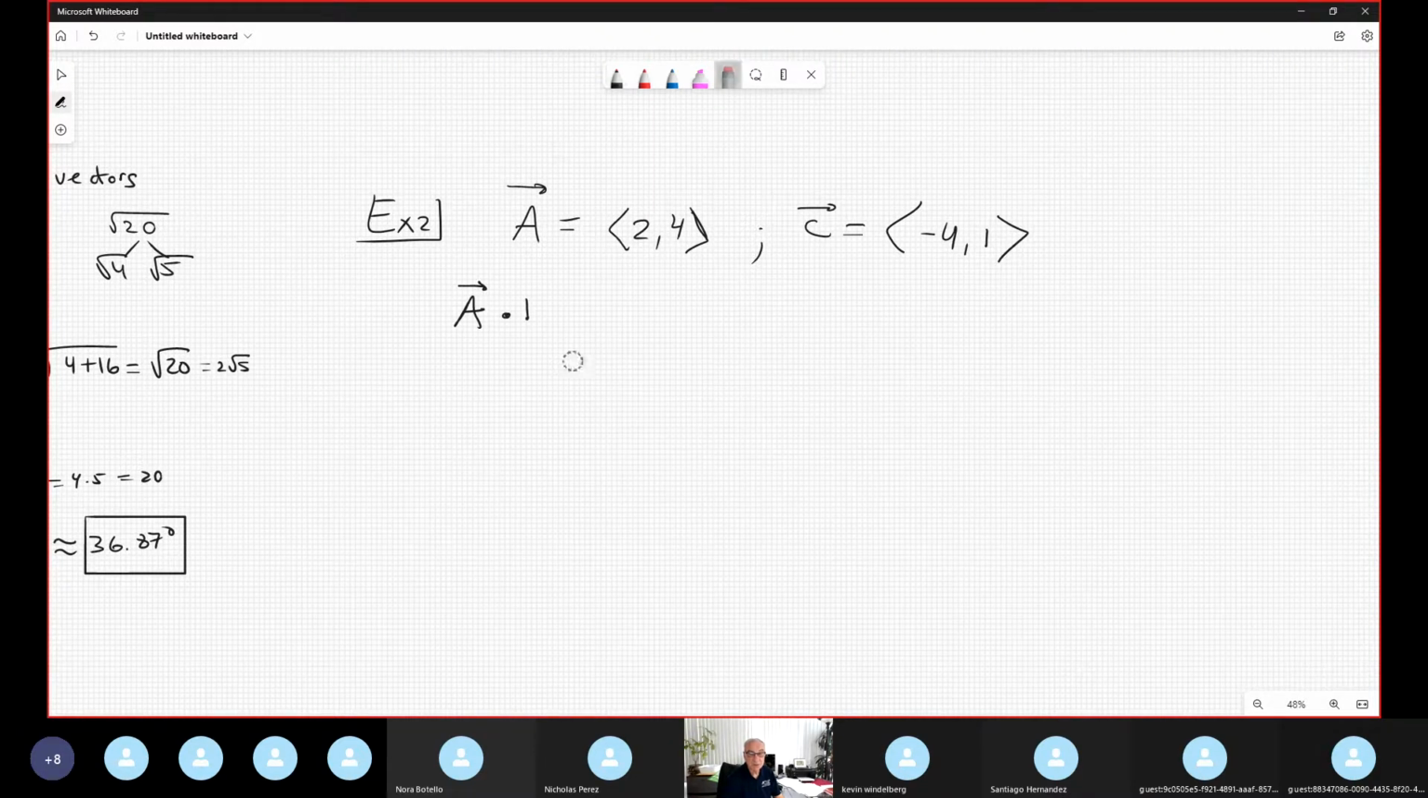A dot C, sorry, not B. Multiplication: 2 positive times -4 is -8. Oh, no vector anymore, it's a scalar. 4 times 1 is 4. And the answer is -4. Ooh. In this example, the dot product is negative.